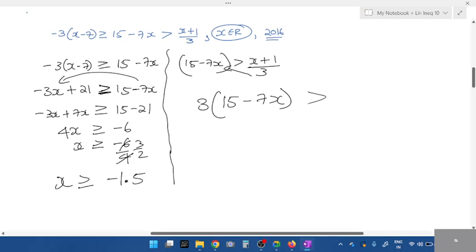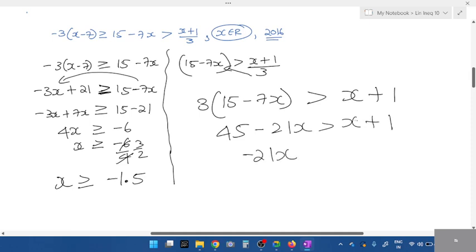Okay, next. Greater than x plus 1 as it is. 3 into 15 is 45. x is greater than x plus 1. Shift the value. Keep minus 21x as it is. Bring this x. Sign will not change. 1 minus 45. What's the value here? Minus into minus is plus. So you'll get 21 plus 1 is how much, students? 22. 21 is greater, so minus.